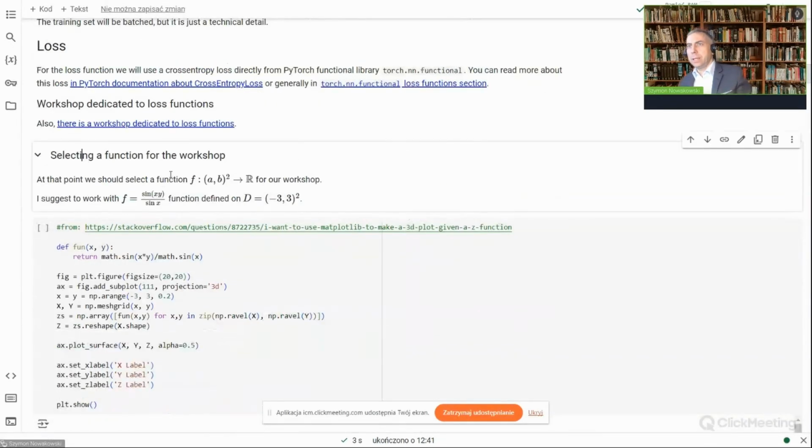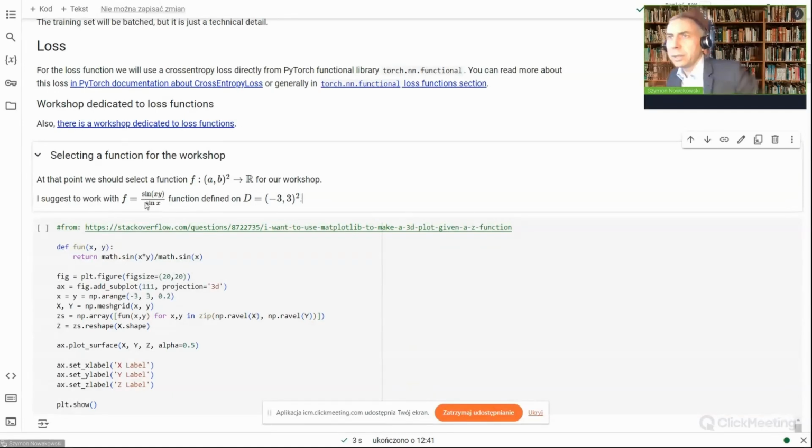And now we must select a function for the workshop that we will try to model with our network. Since we worked with this function and we saw it, and it is quite a complex function, maybe it's a good idea to work with it for this workshop. So we will work with the function sine of x times y divided by sine of x, on a rectangle from -3 to 3 squared. So x can change from -3 to 3 and y can change from -3 to 3. Why is that? Because then sine zeroes out at pi, and the pi value is 3.14 something. So we want to be safe in the area that the denominator doesn't zero out.